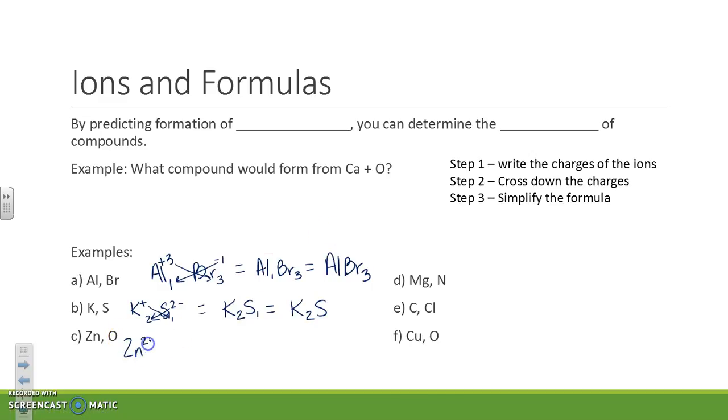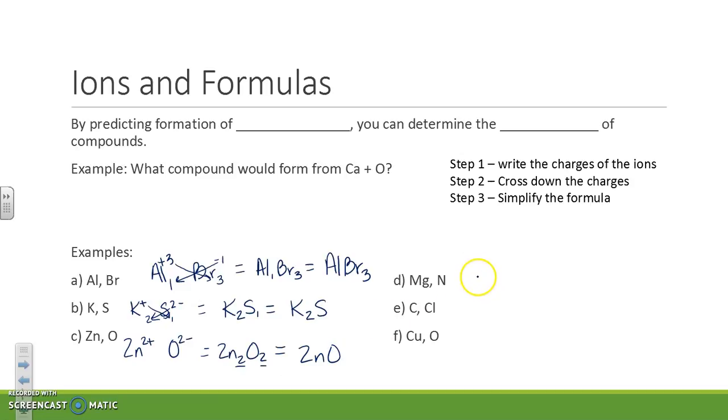Zn has a +2 charge. Zinc only has a +2 charge and nothing else. And then we have oxygen with a -2 charge. When we cross those down, we get Zn2O2. Can these simplify? Yes. Pull out your greatest common factor. And so we end up with ZnO.